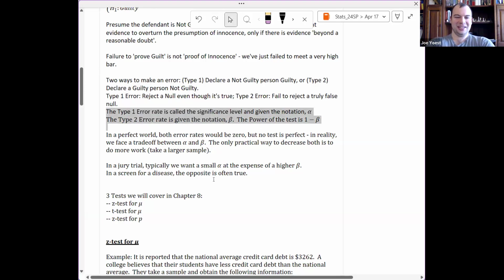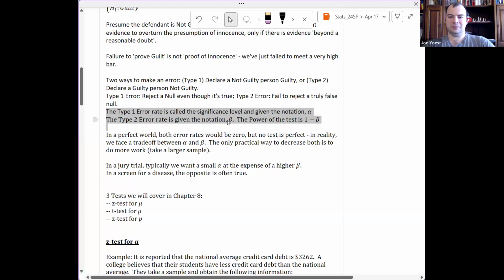I just noticed that. So the type 1 error rate, we call that the significance level. It gets the notation alpha, and that's the number that we typically peg to something like 5%, sometimes 10 or 1%. Those are pretty common significance levels to use. The alpha, the significance level, is used in the calculations that we do for hypothesis testing to decide whether we reject or do not reject.